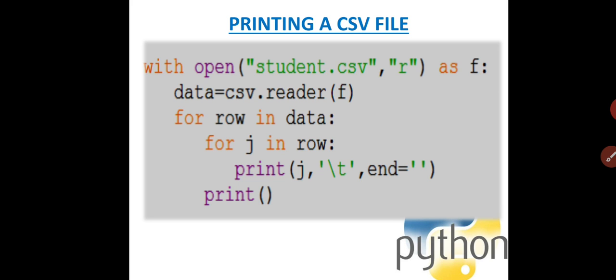Thereafter, when the first record is printed, there is a print blank line command. This will just change the line, and when the loop goes for further execution, the row will get the second list. The second list will come into the row variable with the help of the outer for loop. Then again it will go to the nested for loop, j in row. This time the j loop will process the second record and print the elements of the second record. This way all the records will be printed in the form of rows and columns at the Python prompt.